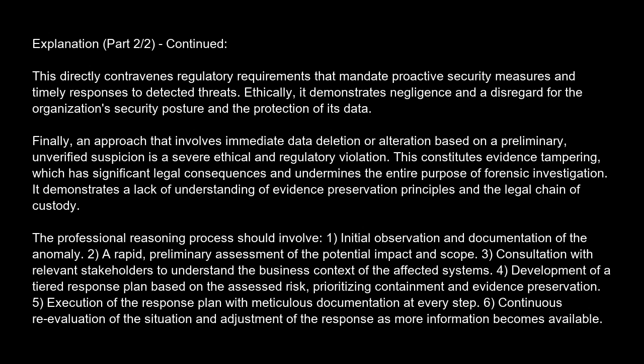The professional reasoning process should involve: 1. Initial observation and documentation of the anomaly. 2. A rapid, preliminary assessment of the potential impact and scope. 3. Consultation with relevant stakeholders to understand the business context of the affected systems. 4. Development of a tiered response plan based on the assessed risk, prioritizing containment and evidence preservation. 5. Execution of the response plan with meticulous documentation at every step. 6. Continuous reevaluation of the situation and adjustment of the response as more information becomes available.